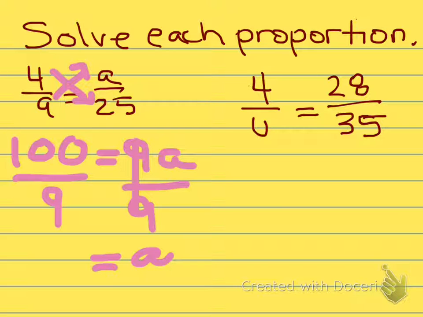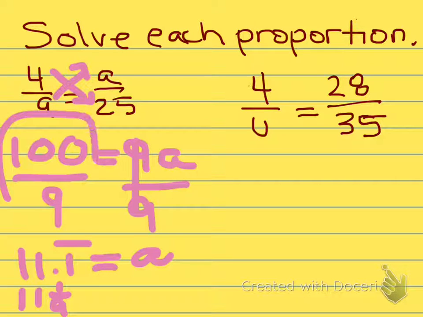which would be 11.1 repeating, or you can write it as 11 and 1/9. Or, quite frankly, you can keep it as 100 over 9 also. So all three of these answers would work.